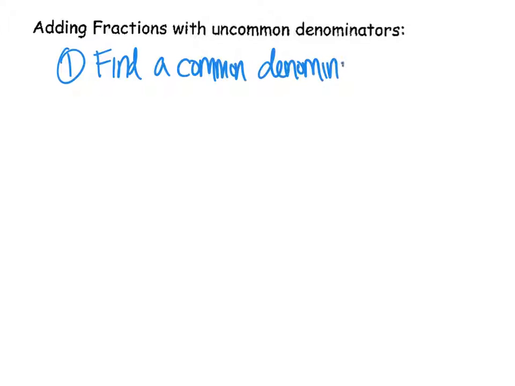Here are our steps. Step 1: find a common denominator. It cannot be a small number. Your common denominator cannot be like 2. You need to think of numbers that are bigger, like when you multiply the two denominators together. Okay? So that's step number 1.